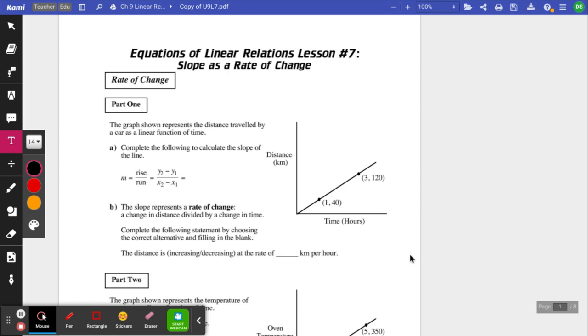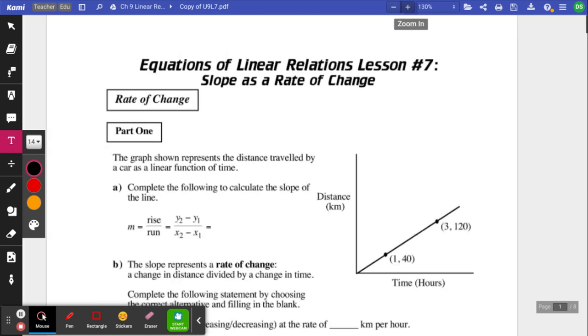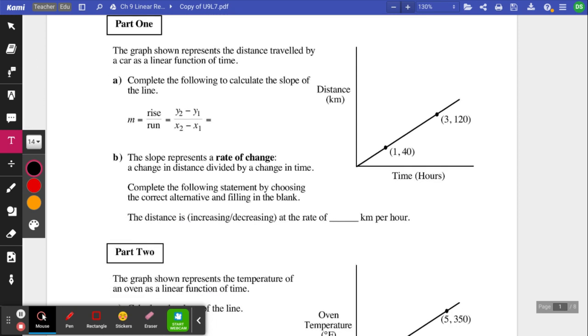So right off the bat, they say the graph shown represents the distance traveled by a car as a linear function of time. Okay, what are the two pieces? Distance and time. Understand? This is very important that you understand the context of these questions. Just like when we did domain and range, to understand what's going on in the question, you have to understand what's going on in these. Okay? So we have a car. It's traveling. We're looking at the distance, how far it goes over time.